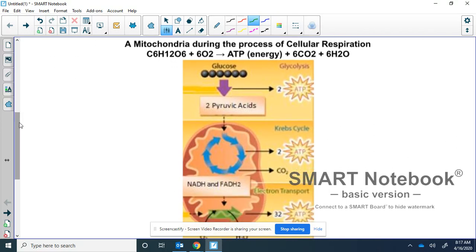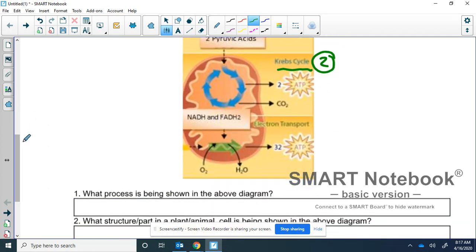So as you can see, our diagram is broken into 3 parts or steps. Glycolysis is step 1. The Krebs cycle is called step 2. It kind of looks like a cycle. And then step 3 is called the electron transport.